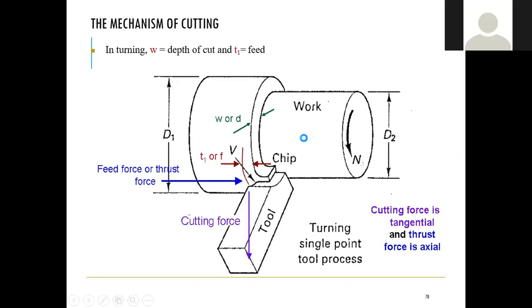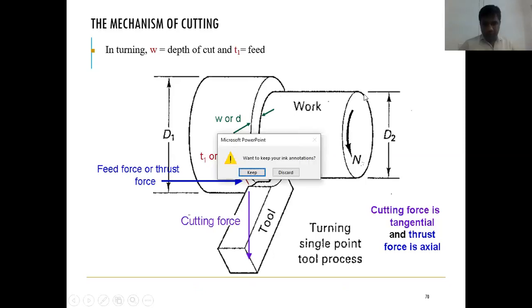Is rake angle high for a fast cutting machine, sir? Yes, one minute. Let me go back to the previous slide.